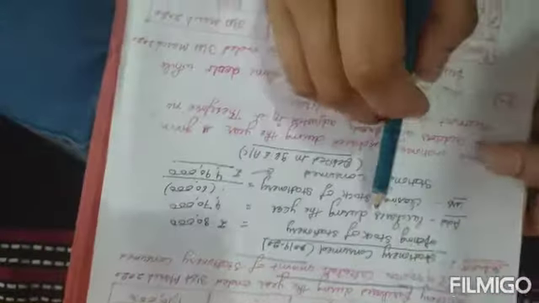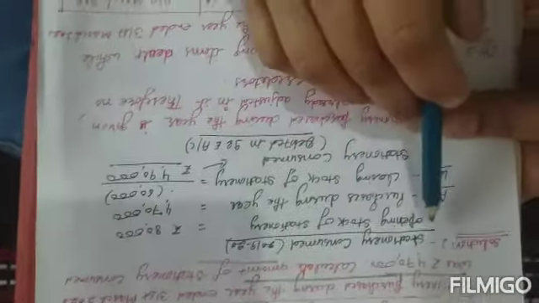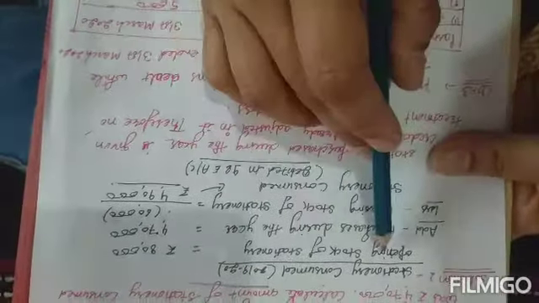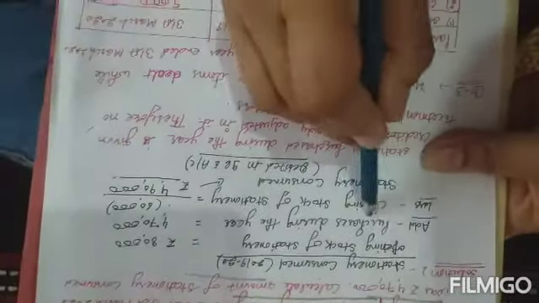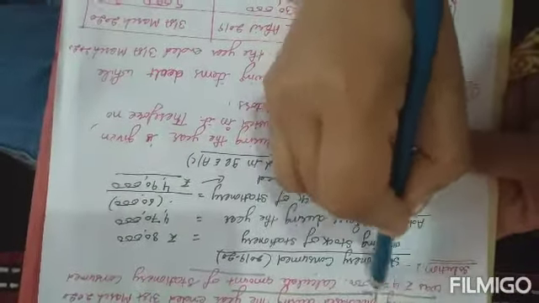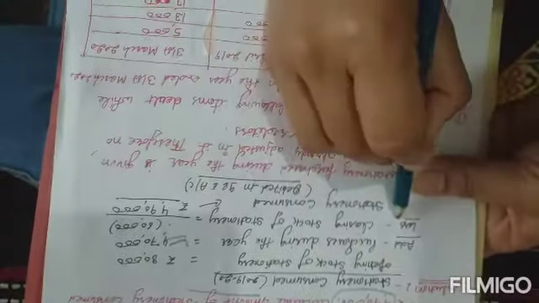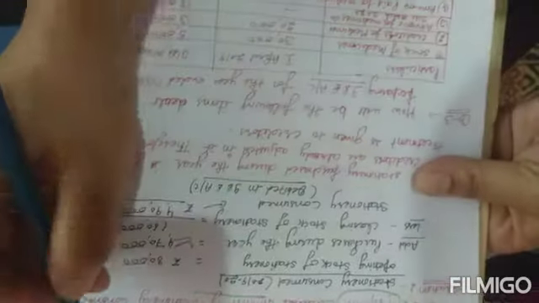We'll use the same formula, but we will make some changes. What changes are we making? See the solution. Stationery consumed for 2019-20. Opening stock of stationery 80,000, we are taking from here. Then add purchase during the year. Purchase during the year 4,70,000, we will directly take here, and less closing stock of stationery 60,000.